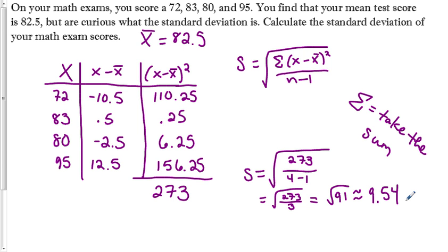So what does that mean for us? Our math exam standard deviation is 9.54. Remember that the standard deviation measures the variation in your data. So it means your values vary by about 9.5 points, based on how many standard deviations away from the mean of your data that you get.